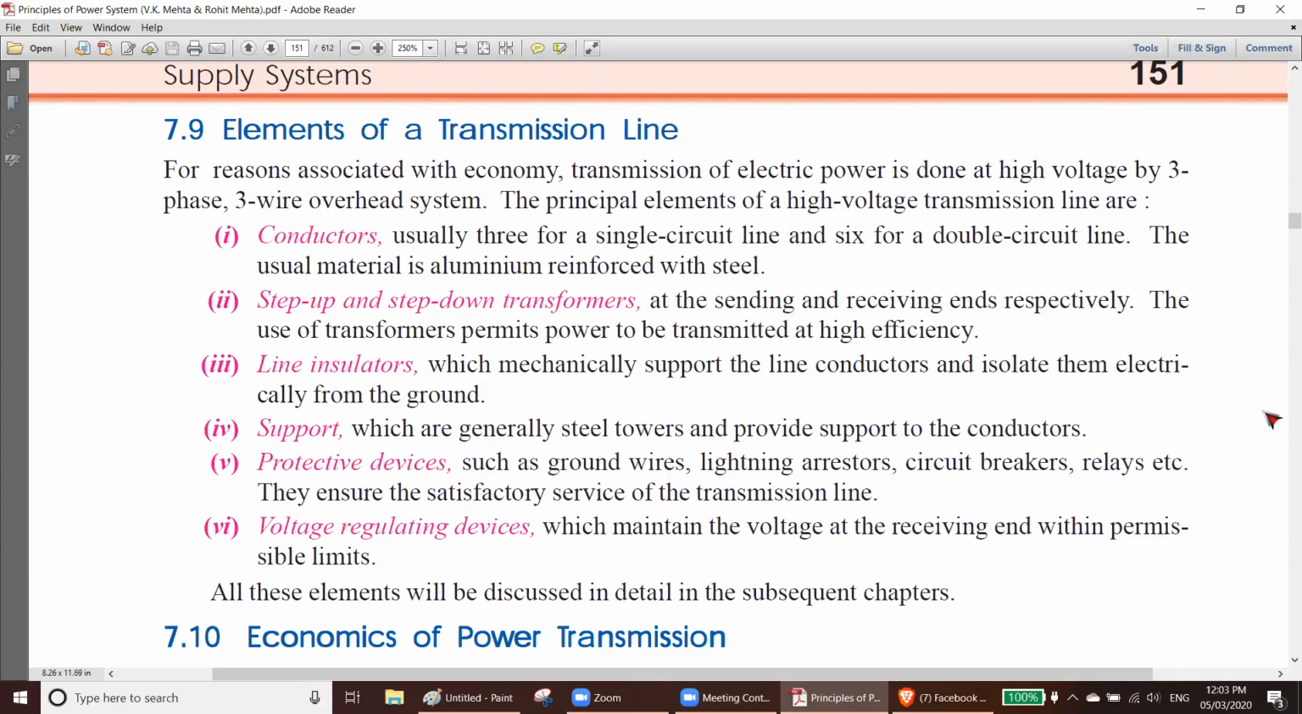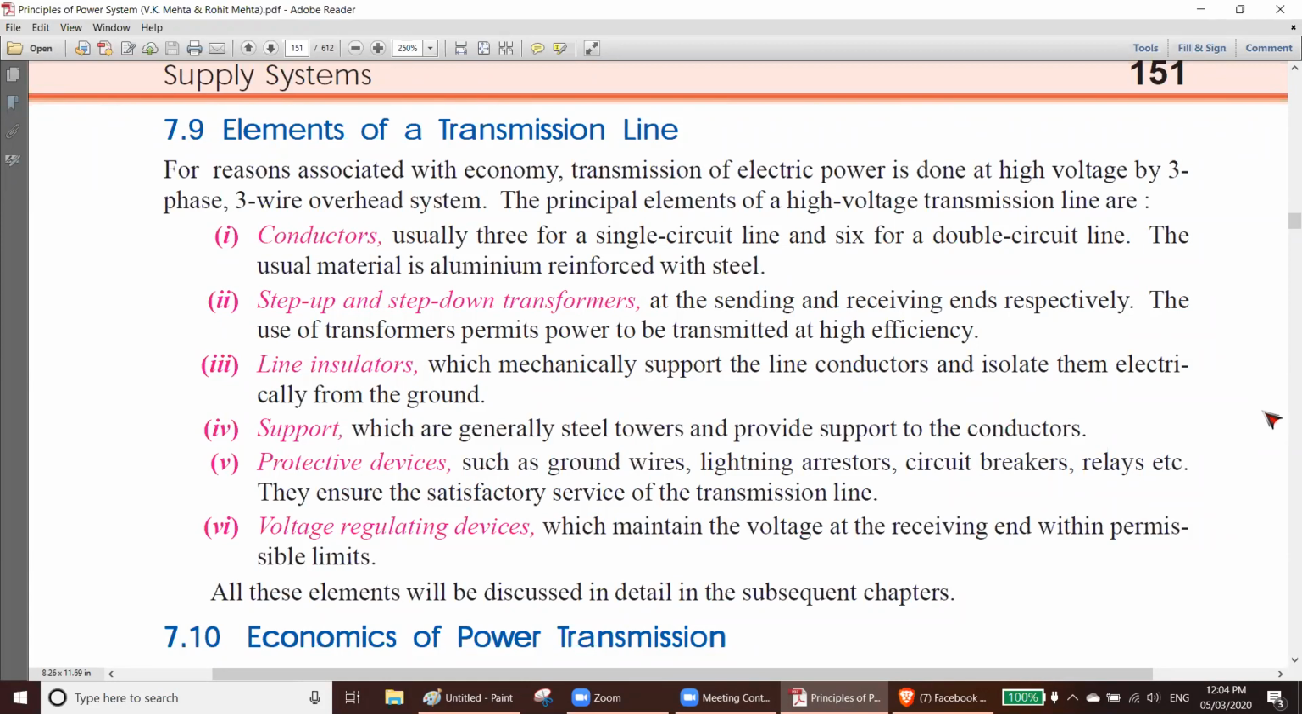Now you have to understand the transmission of electric power is done at high voltage by a three-phase, three-wire overhead system, normally. The conductors are usually 3 for a single circuit line and 6 for a double circuit line. That means in a three-phase three-wire system, you need 3 wires for a single circuit and 6 wires for a double circuit. That means double the power. The usual material is aluminum reinforced with steel. The usual material is not copper. Remember, it is not copper.